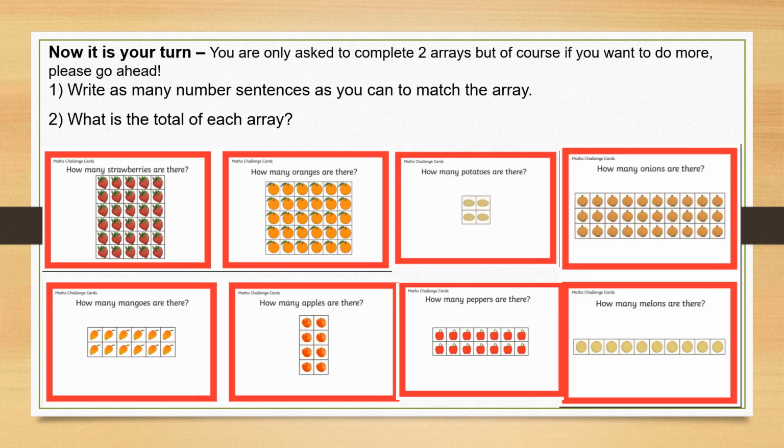Now it is your turn. You are only being asked to complete 2 arrays, but of course if you want to do more, please go ahead. So what you need to do is, number 1, write as many number sentences as you can to match the array. And then number 2, what is the total of each array? We can use our turnaround facts and our knowledge of addition and multiplication to help us with these strategies. Good luck.